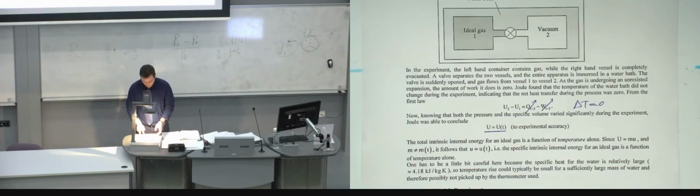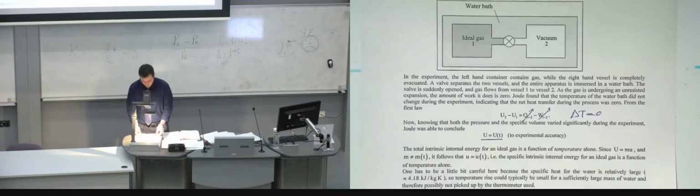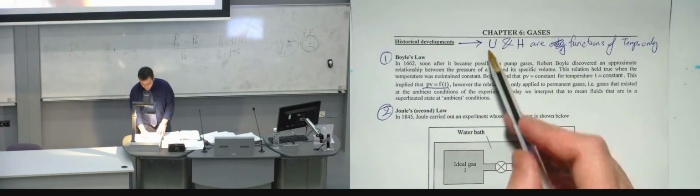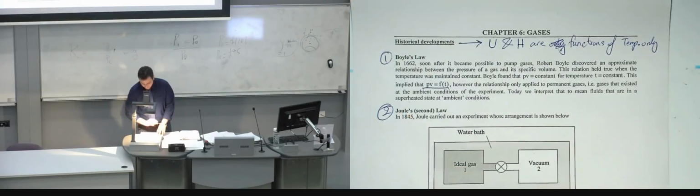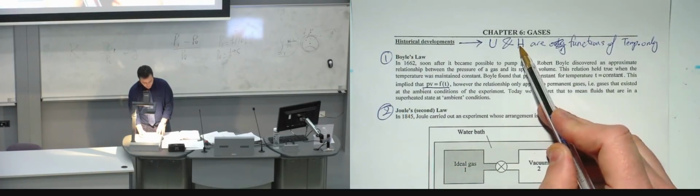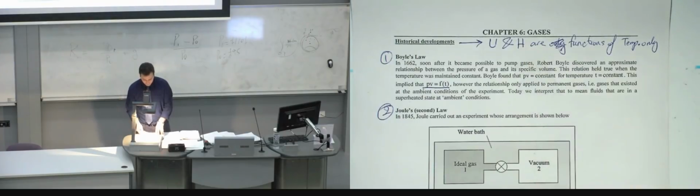So that's the implication of Joule's experiment. What I said about U being a function of temperature is based on this experiment. And the third experiment, which I'm just going to look at on the next page, is actually going to show exactly the same thing for H. Let's see how that's done.